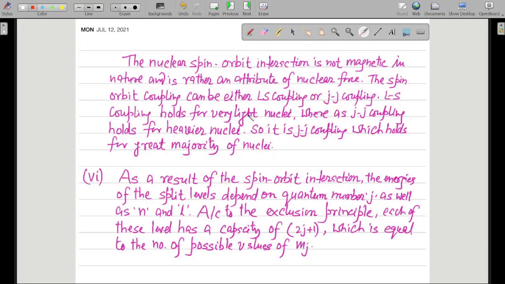LS coupling holds for very light nuclei, whereas JJ coupling holds for heavier nuclei. So it is JJ coupling which holds for a great majority of nuclei, because the lighter nuclei are very few. As a result of the spin orbit interaction, the energies of split levels depend on quantum number J.